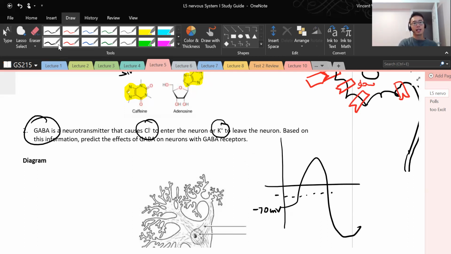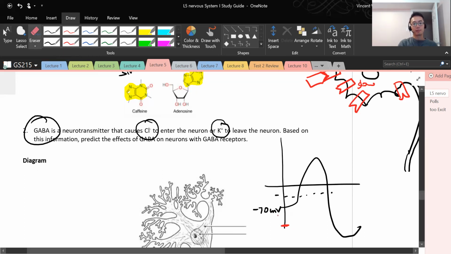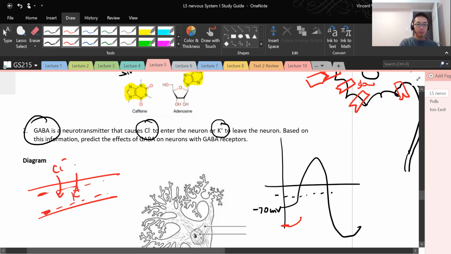Both of these things would actually make it more negative. It's easy to understand for the chloride, I hope. So this is negative, negative, negative on the inside. If you have more chloride coming in, of course, it's going to be more negative, right? If you have potassium leaving, that means you are losing positive. If you're losing positive, you will also be more negative. So combine these two effects, GABA will actually push you further away from the resting potential. And as a result, this is going to be an inhibitory neurotransmitter.